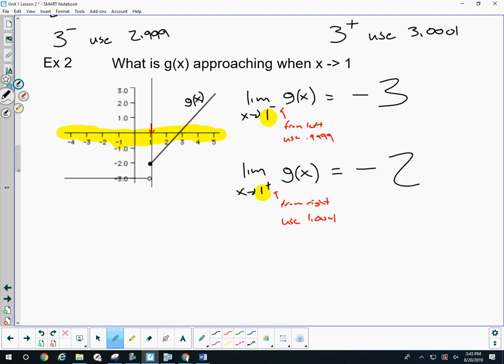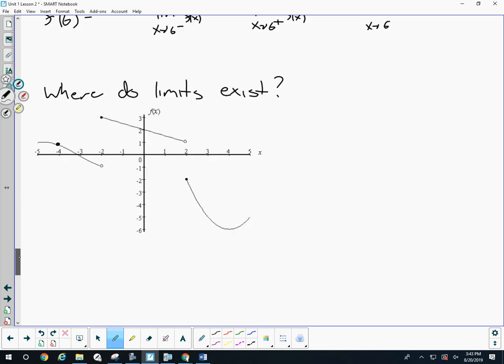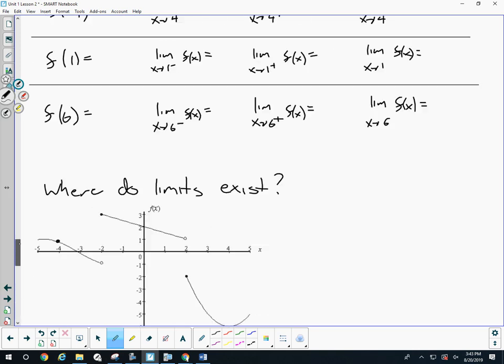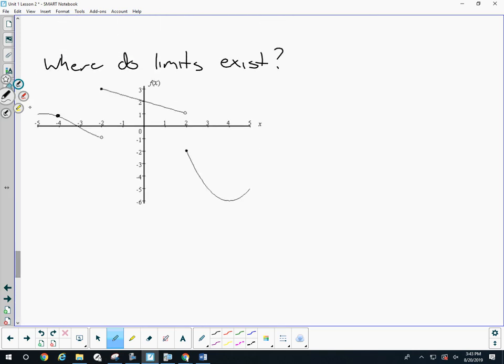Let's practice. Flip your page over, go to the bottom left. It says, where do limits exist? Don't worry about that question. Just answer me this. Let's focus our attention for this graph at 2. Tell me, what is the limit as x approaches 2 from the left? And this is a new f of x, so don't worry, it's not like our other one. It's just a new f of x. So what is the limit as x approaches 2 from the left and 2 from the right?